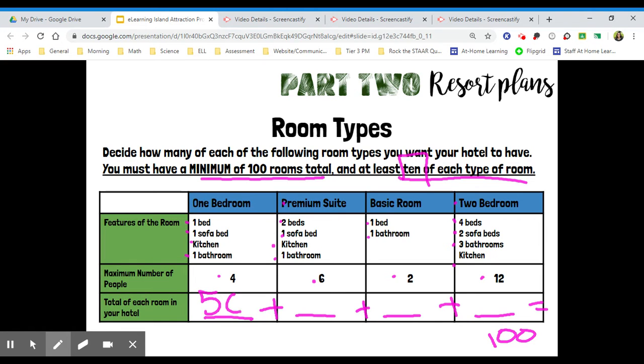And so I'm going to have 50 1-bedrooms, 50 premium suites, and then I'm going to have 25 basic rooms and 25 2-bedrooms. And that's going to give me a total of 150 rooms. And I have at least 10 of each type of room. Again, your numbers don't have to be the same as mine. This is just an example. Okay. Moving on then to the next slide.